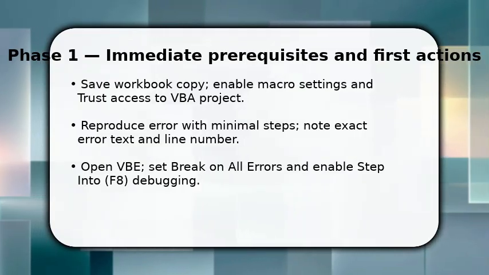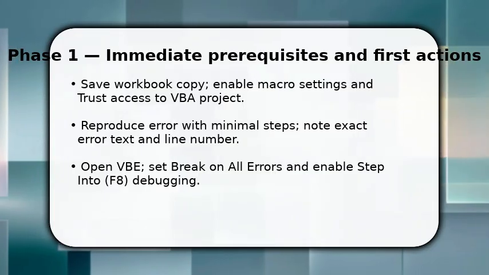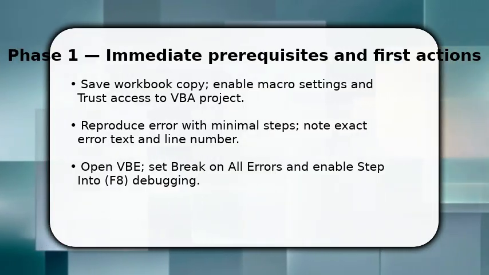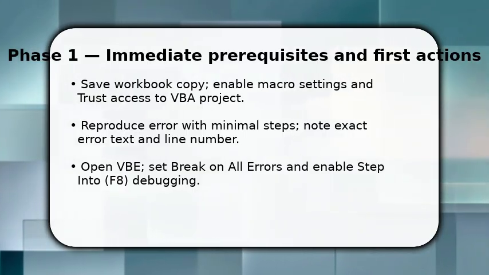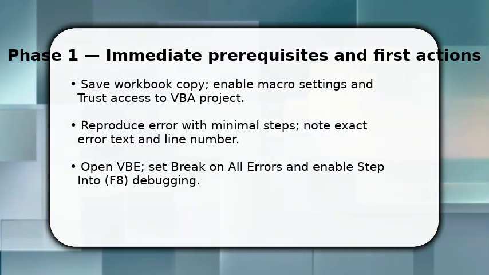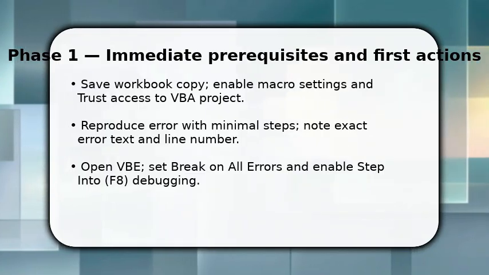You start by creating a controlled copy and reproducing the error so you can test changes safely. Once done, enable trust access to the VBA project and set the IDE to break on all errors. This captures where execution fails.